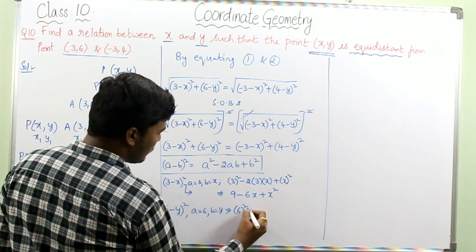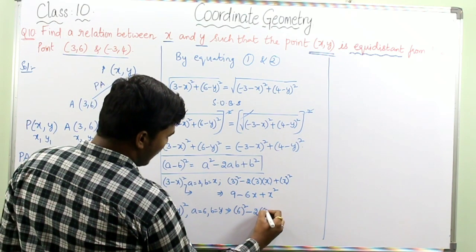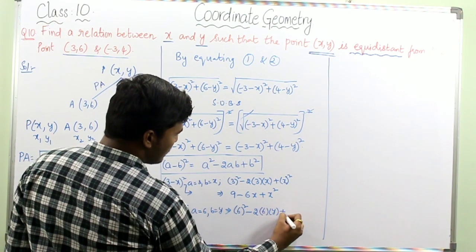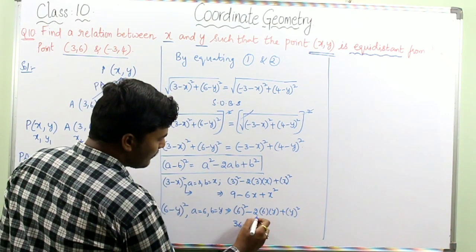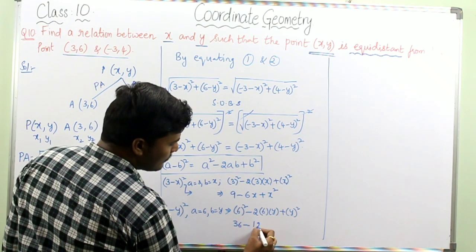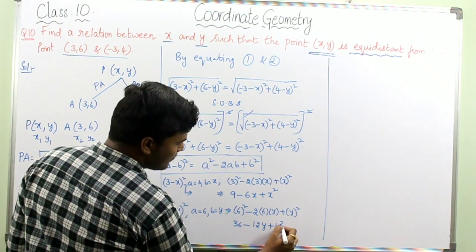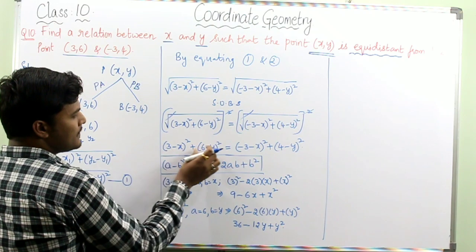a square is 6 square, minus 2ab, plus b square, that is y square. Then I'll be getting it as 36 minus 12y plus y square, since 6 twos are 12, 12 into y. Okay, we got the first term and the second term.